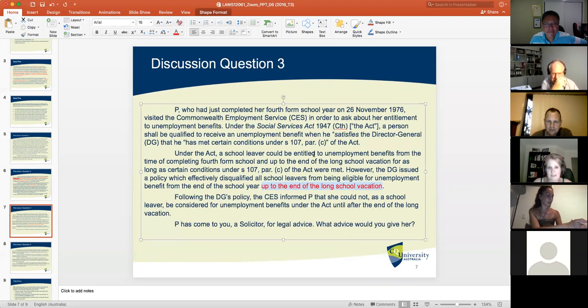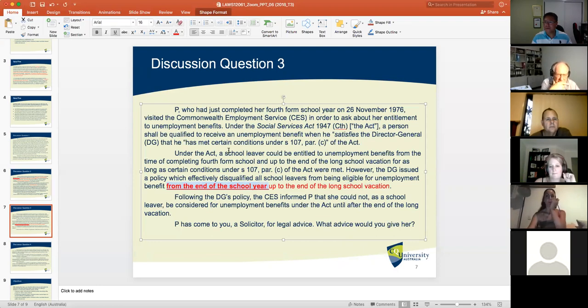A person on unemployment could claim unemployment between leaving school and the end of the school vacation, but the Director General has now instigated something to prevent that from happening. So it's from the end of the school year, when in fact there is no requirement that it should be from the end of the school year. Okay, so it's from the time of completing fourth form.